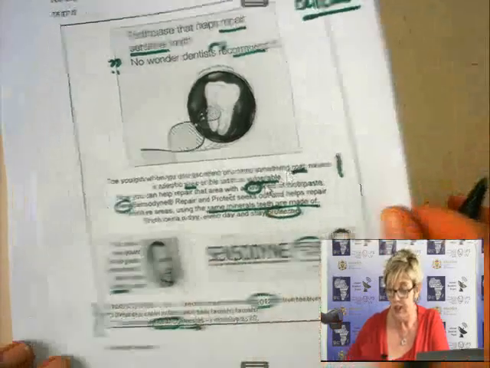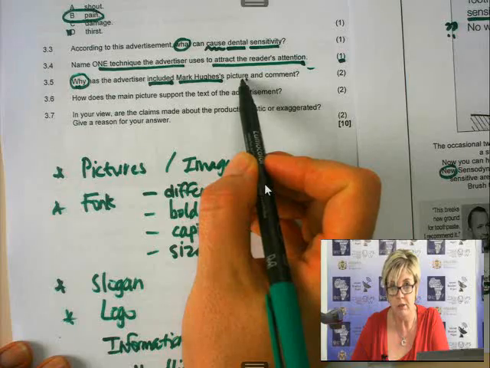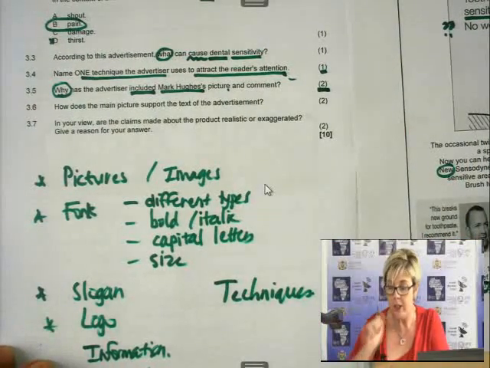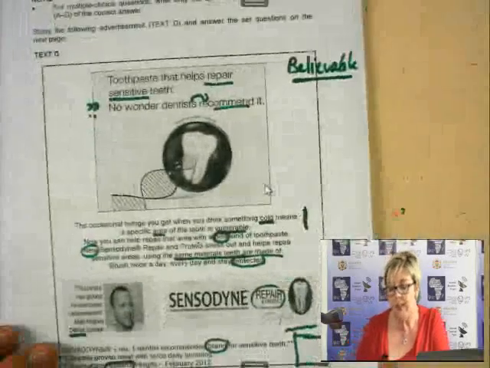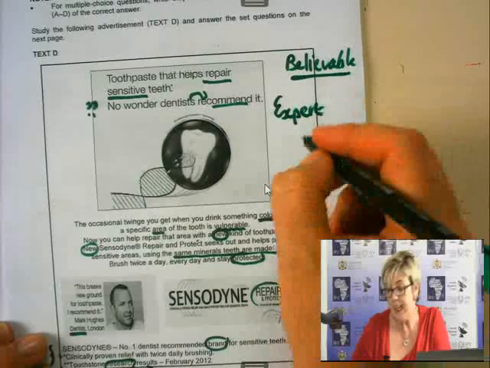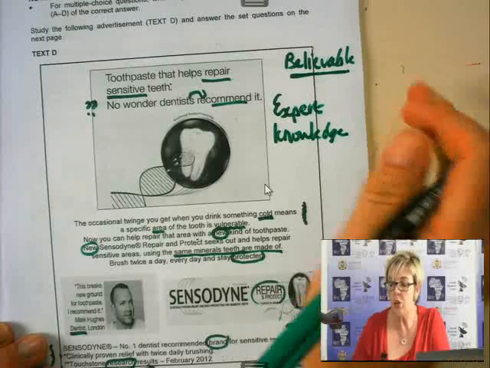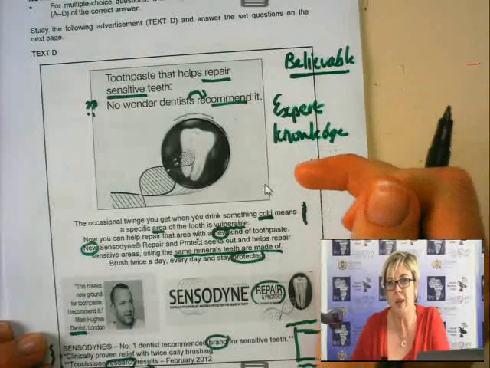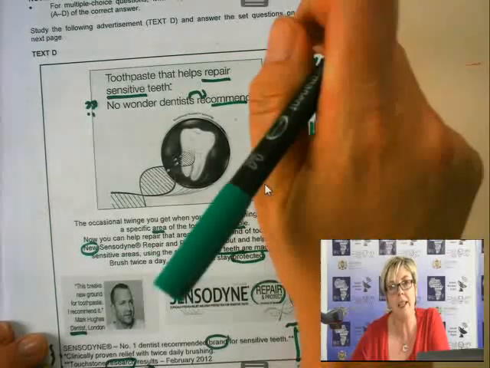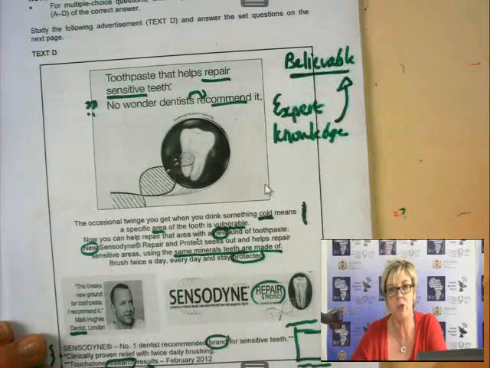Now the question is, why has the advertiser included Mark Hughes' picture and comment? It counts 2 marks. Okay, how are you going to get those 2 marks? Remember what I said, a dentist is an expert. He has expert knowledge. He has a lot of knowledge about it. Okay, and why do they give us this dentist who has knowledge? Because it will be easier for you to believe that person if they say that it's a good product. And there you have 2 marks.